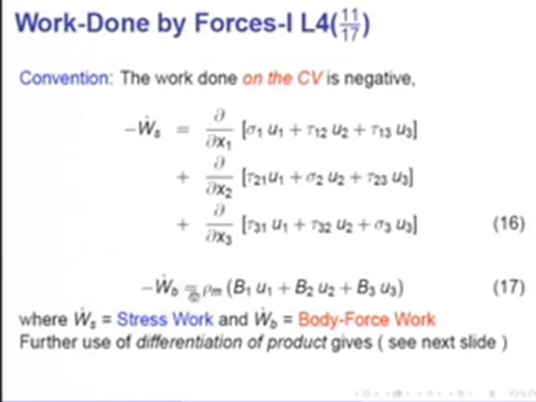The body force work is rho m into B1, the force, multiplied by the velocity u1, is the work done in direction 1, 2 and 3 likewise. So, W dot S is the stress work, W dot B is the body force work, and now we shall write these things as differentiation of a product. So, d by dx1 of sigma 1 u1 will be written as sigma 1 du1 by dx1 plus u1 into d sigma 1 by dx1, and so on and so forth. And on the next slide you will see the result.